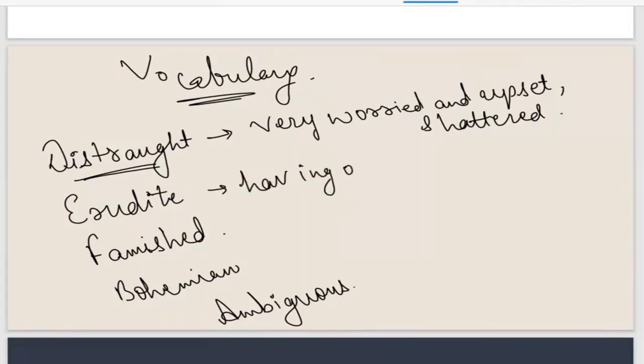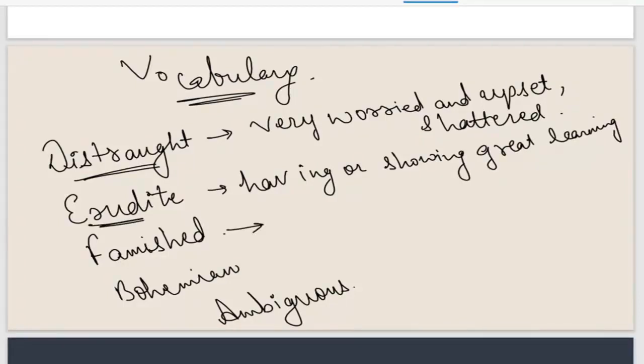Now, next word is erudite. Erudite is having or showing great learning. Yes, someone who is showing that he has lots of knowledge. Okay? Then that person is called as erudite. Now, what is the next word? Famished. Do you know the meaning of the word famished? Anyone wants to try? Very good, Achal. Famished is extremely hungry, or you can say starving.